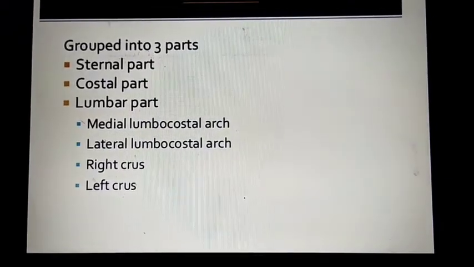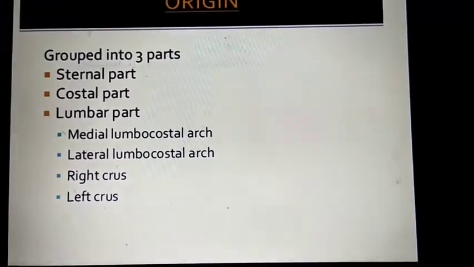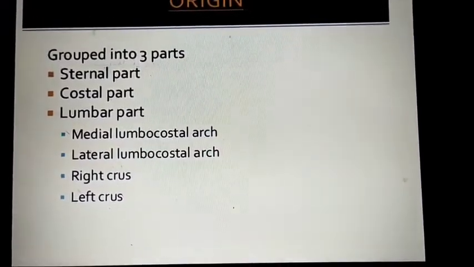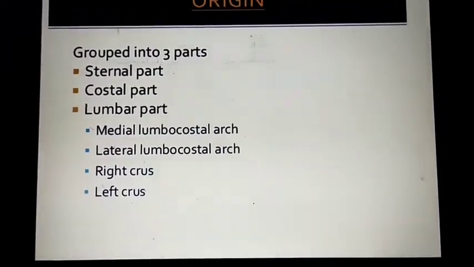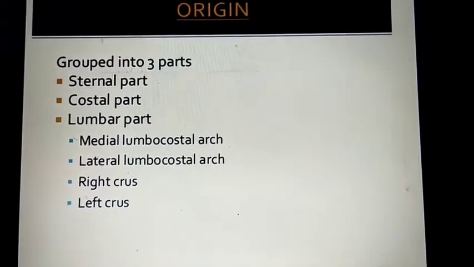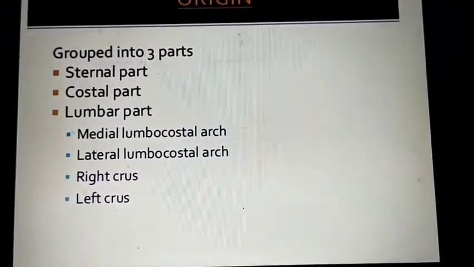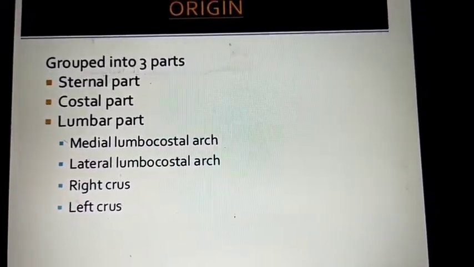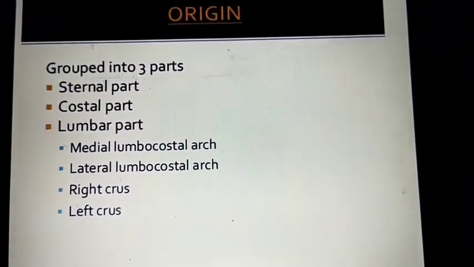Costal means costochondral, from the ribs. Sternal means it is the one bone present in the middle of the thorax. When you study the bones, you can understand this. In the lumbar part, there is also the medial lumbocostal arch, a tendinous or muscular arch, and because of that arch it originates. And there is the lateral lumbocostal arch, the right crus and left crus. I will show how it all originates.